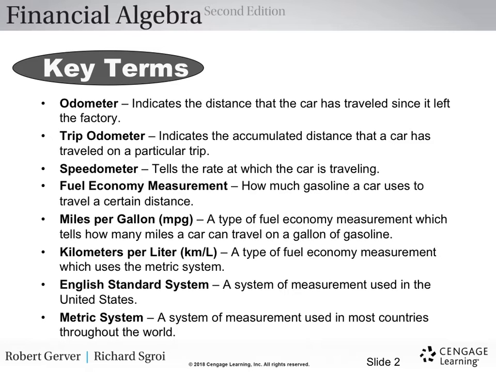Kilometers per liter, km per L, this is a type of fuel economy measurement which uses the metric system. The English Standard System, this is a system of measurement used in the United States, and the metric system is a system of measurement used in most countries throughout the world, except the United States.